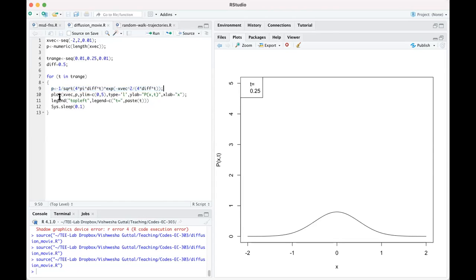And then I'm just plotting this P as a function of X. What is X vec? X vec is basically a sequence from -2 to 2 at an interval of 0.01. So for each value of X vec, there is a value of P. P itself is also a vector, by the way. For every value of X vec, there is a value of P, and that is given by the expression that I just wrote down. And I am plotting this versus this.